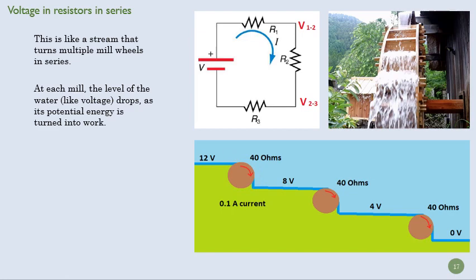Okay, so it does that. It goes over the water wheel, it turns that water wheel, and in the process drops by 4 meters, right? Or in our electric, 4 volts. Then the second resistor is again a 40 ohm water wheel, if we can imagine such a thing. It drops another 4 volts. And then it drops another 4 volts here.